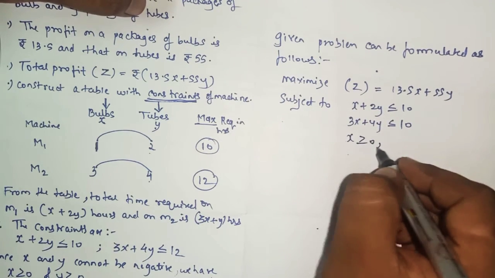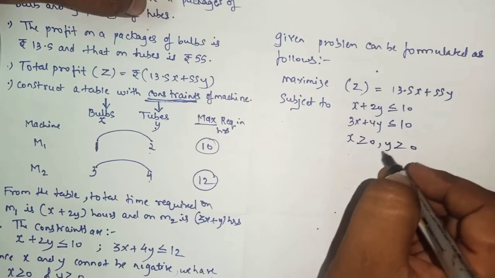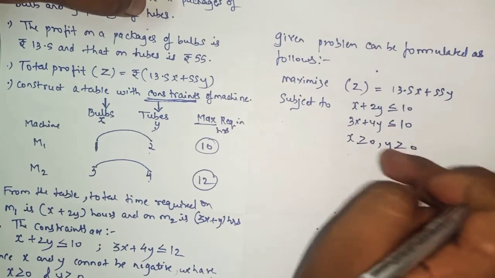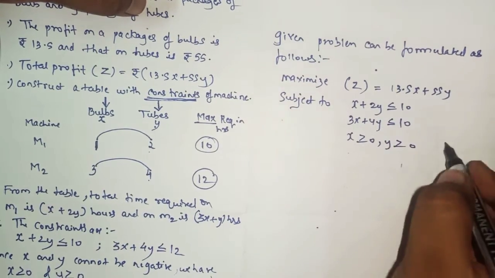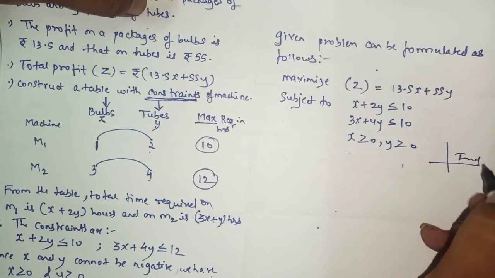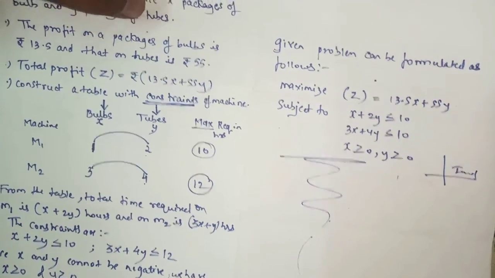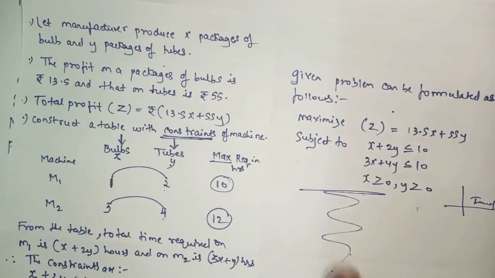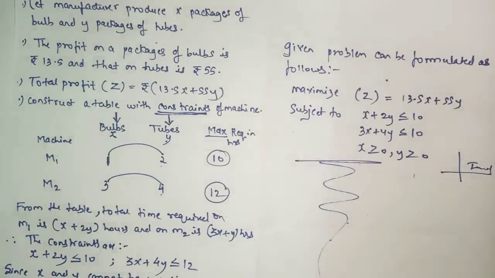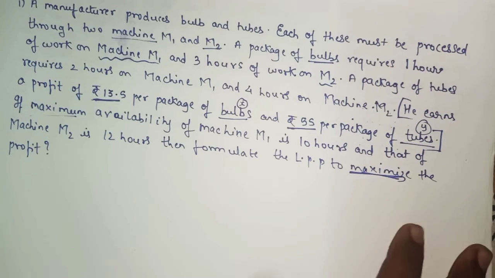And what about these two? This indicates that x and y cannot be negative, and all the coordinates of x and y will lie in the first quadrant. So in this way you have to frame your inequations. I hope you all understood how to frame inequations. That was sum number 1.